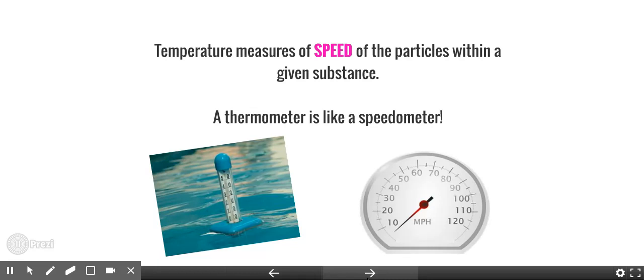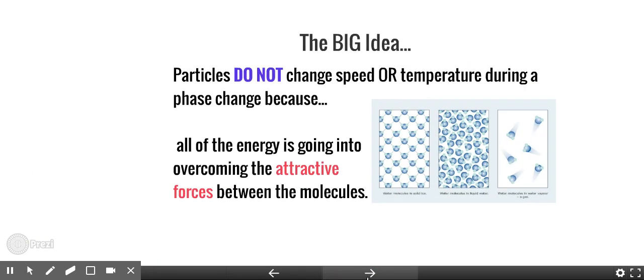So if the speedometer in your car reads 65 miles per hour and you're at a constant, you're not changing your rate. It's just staying the same. You're staying at a constant speed. Same thing here. If we're at 100 degrees Celsius, we are staying at that constant speed, and the thermometer allows us to see that. So again, think about a thermometer as the speedometer for your molecules.